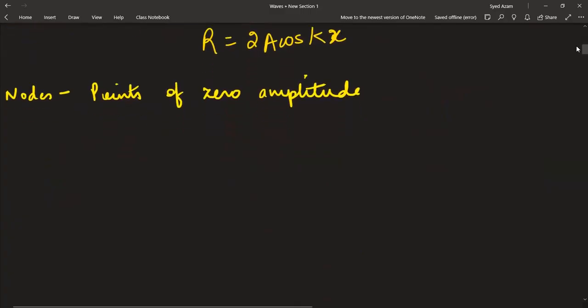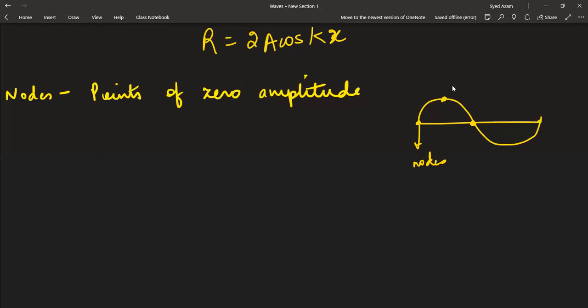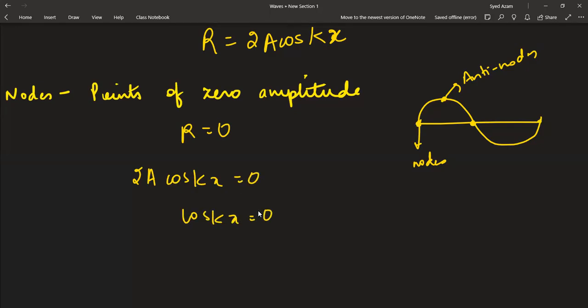Now, what are nodes and antinodes? Basically, if I draw a wave, these points which have not moved at all are called nodes. And these particles which have undergone maximum displacement are called antinodes. Sometimes you have to find out the number of nodes and antinodes also. In the case of a node, where the amplitude is 0, we put r equal to 0. So your 2a cos kx will be 0, cos kx will be 0, and straight away your theta will be 90 degrees.